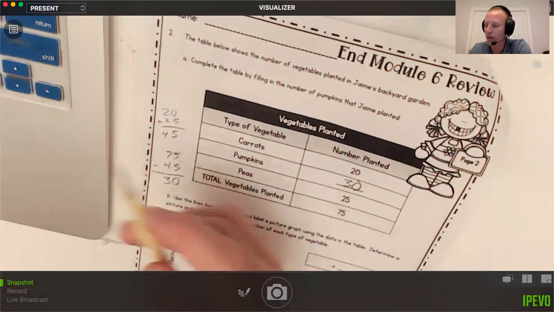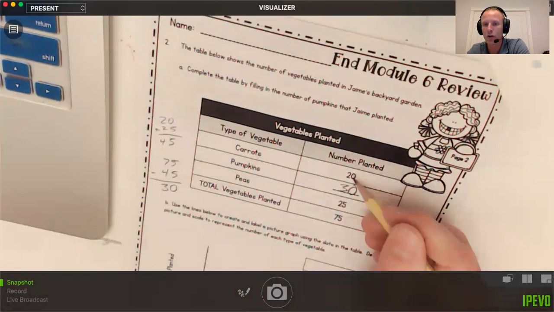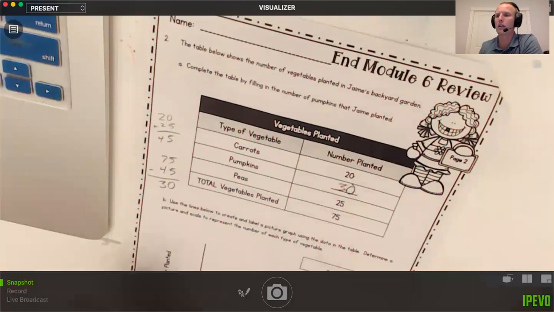Now, a way to double check that is to go 20 plus 30 is 50, and 50 plus 25 is 75. You should always add them back up when you're done and make sure it adds up to your total to make sure that you got the correct number in there.